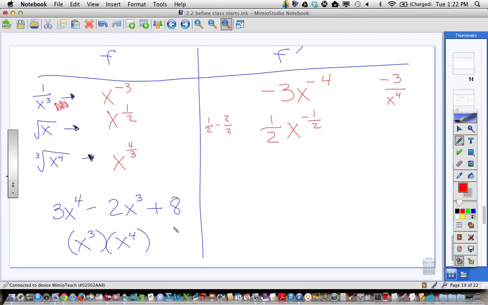All right, this we would rewrite as x to the 4/3. That's right. The root goes on the bottom. So now its derivative would be 4/3 x to the 1/3. 4/3 minus 3/3 would be 1/3. Okay? So it works with negatives. It works with fractions.